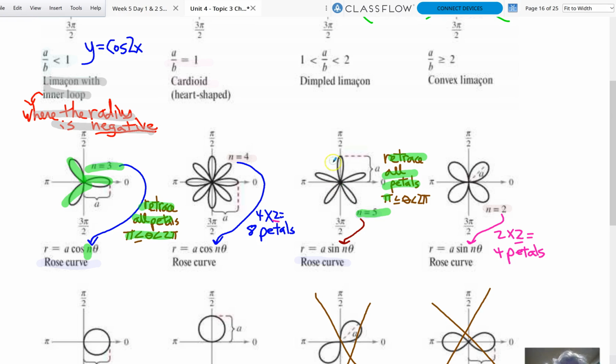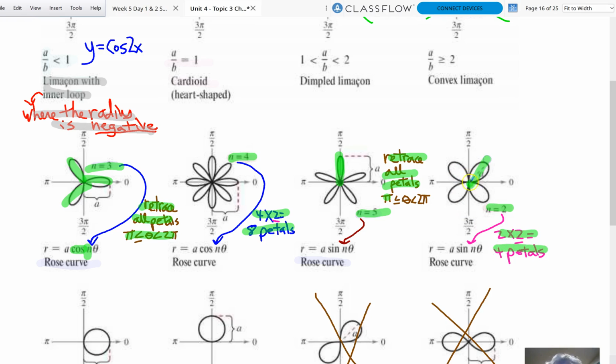This one has got to have sine in it because it's symmetrical over the y-axis. This one has to have cosine in it because it's symmetrical over the x-axis. When the number in front of theta is even, there's not going to be tracing twice. You're just going to take that value, that B value, or in this case n, in front of theta, and multiply it by 2. And in one full rotation, 0 to 2 pi, you're going to get 8 petals. Again, when the number in front of theta is even. Same thing for this last one. N is 2. 2 times 2 is 4 petals.